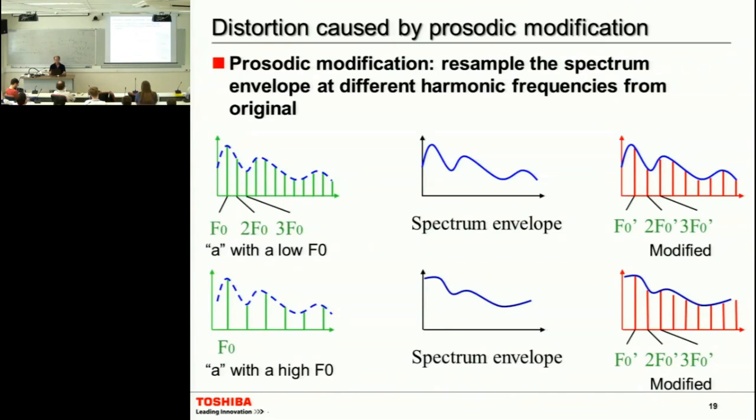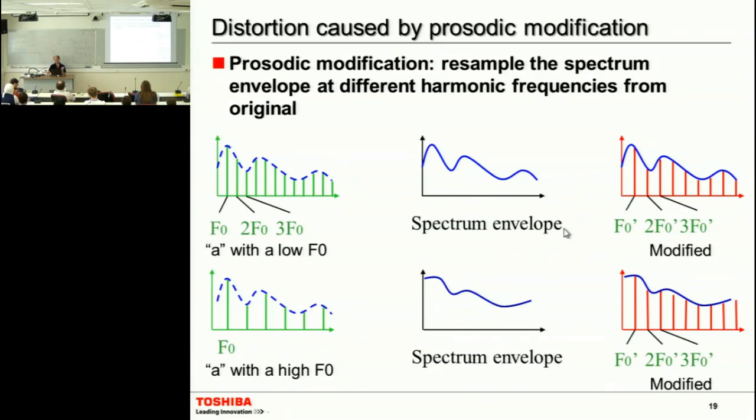So now I try to explain how the pitch modification is done in the frequency domain and why the distortion is caused by prosodic modification. Here we have a periodic signal, and the periodic signal has a discrete spectrum like this. This spectrum has values only at harmonic frequencies. When the pitch is high, this spectrum has very sparse points like this. And prosodic modification is to resample the spectrum envelope at different harmonic frequencies from the original, like this.